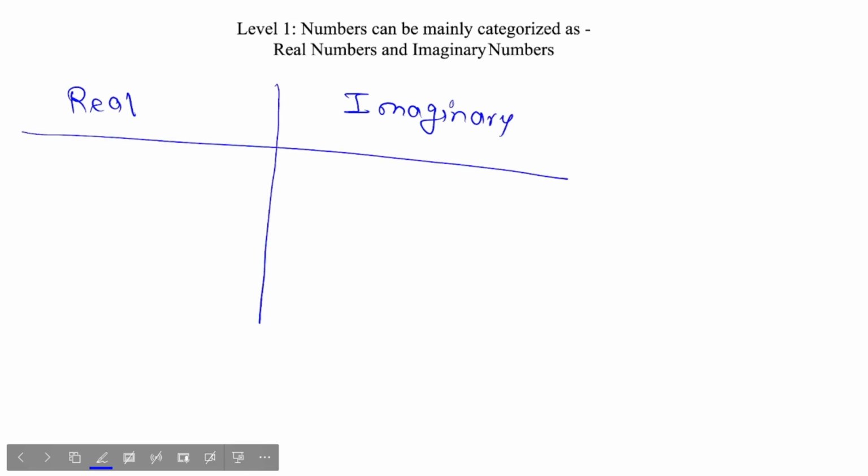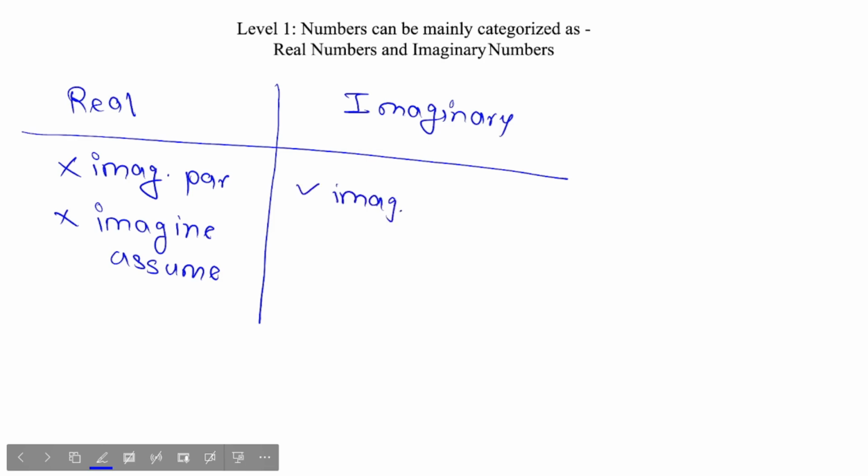Now, friend, understand again the difference between a real and an imaginary number. From the complex number definition itself, I think it is clear that a real number does not have any imaginary parameter, and there is nothing that anyone needs to imagine or assume. But in the imaginary number, we have an imaginary parameter and we need to assume some value to reach a conclusion.